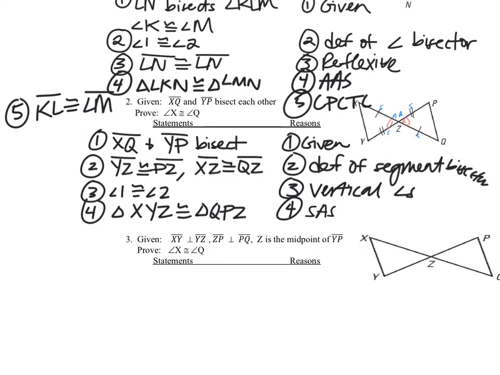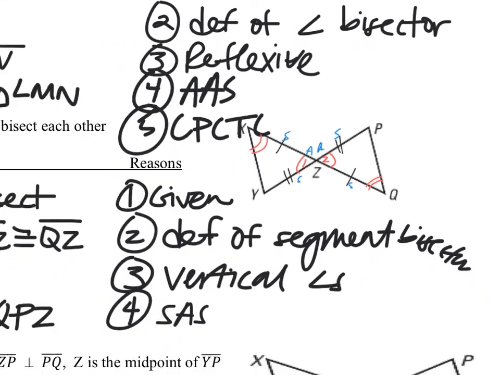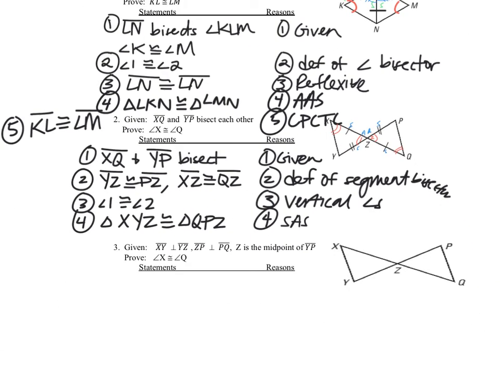You are asked to actually prove, though, that X is congruent to Q. So you're not done. Why is X congruent to Q? Can someone put that in normal person language? What does that mean? Corresponding parts of congruent triangles are congruent. Yes, you're correct. Now you can say that these are congruent because corresponding parts are congruent. Angle X is congruent to angle Q because of CPCTC.